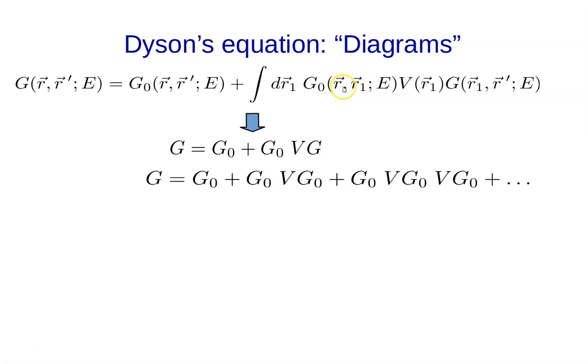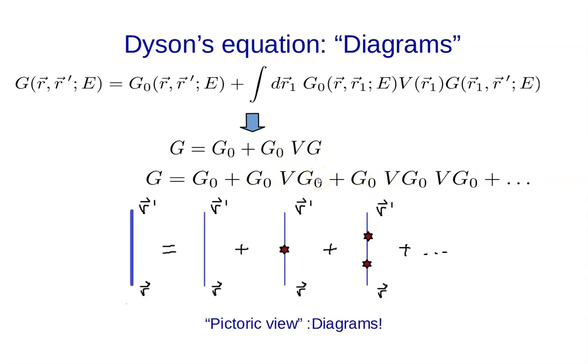Okay, so if I have a term like this, that will involve two integrals, right? So I'll have an r1 here and an r2 here. But if I have this structure, I can iteratively replace g in different orders of the potential v here. So the first order would be g naught, second order would be g naught v g naught. Then I take this term and substitute here. I'll have g naught v g naught v g naught, and so on and so forth.